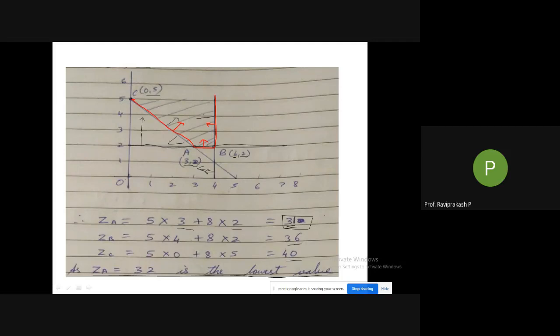Here I should not draw this line because it is open. I have drawn only up to here. You can draw it longer like this, but it should be before this line only, on this side. So I'll just draw like this. This whole area is your feasible region. But whatever the feasible region, what are we doing? We are finding out the points where two lines are cutting.